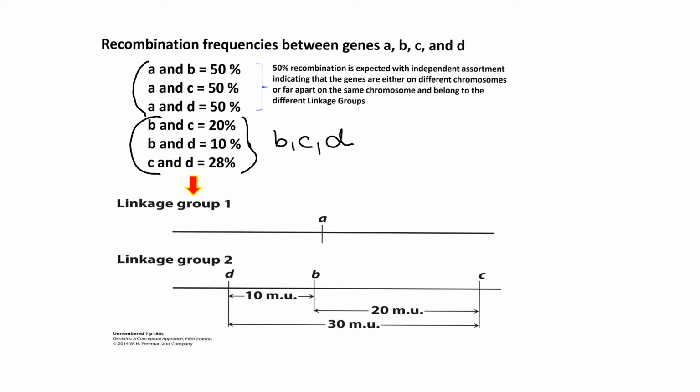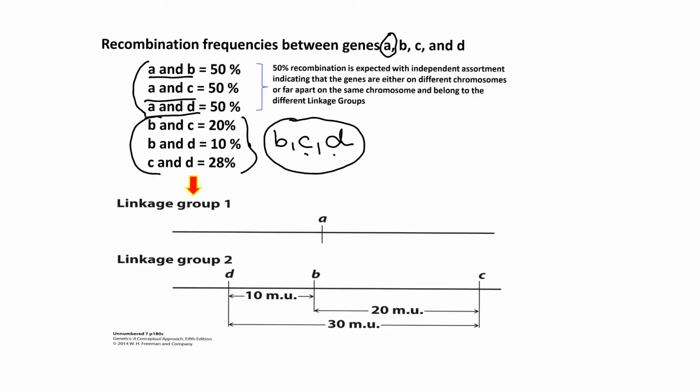Now, you know that there is a fourth gene, gene A, so let's compare recombination frequency of gene A with genes B, C, and D. If you compare recombination frequencies between A and B, you see it's 50%. A and C is also 50%. A and D is also 50%. What does it tell you? That gene A is far apart from all three, B, C, and D, so gene A forms an independent linkage group.